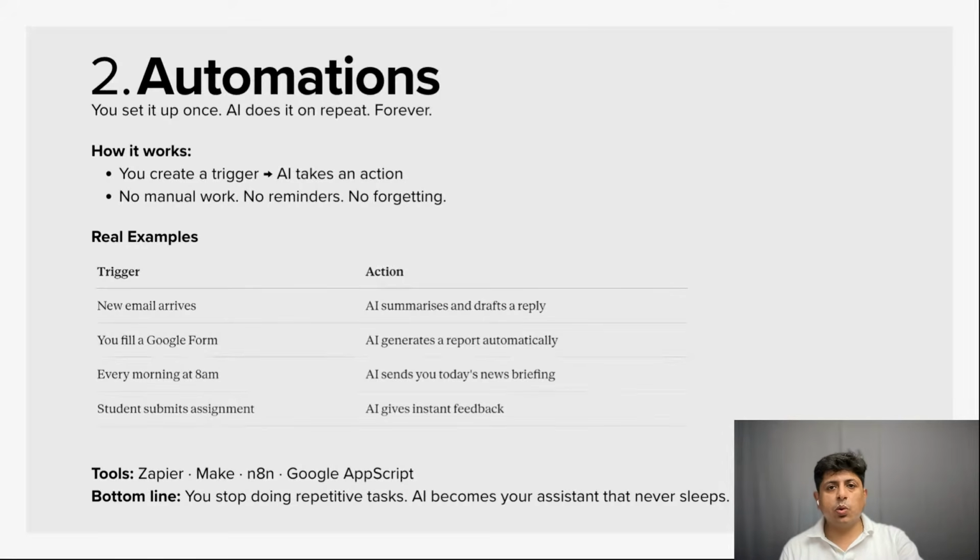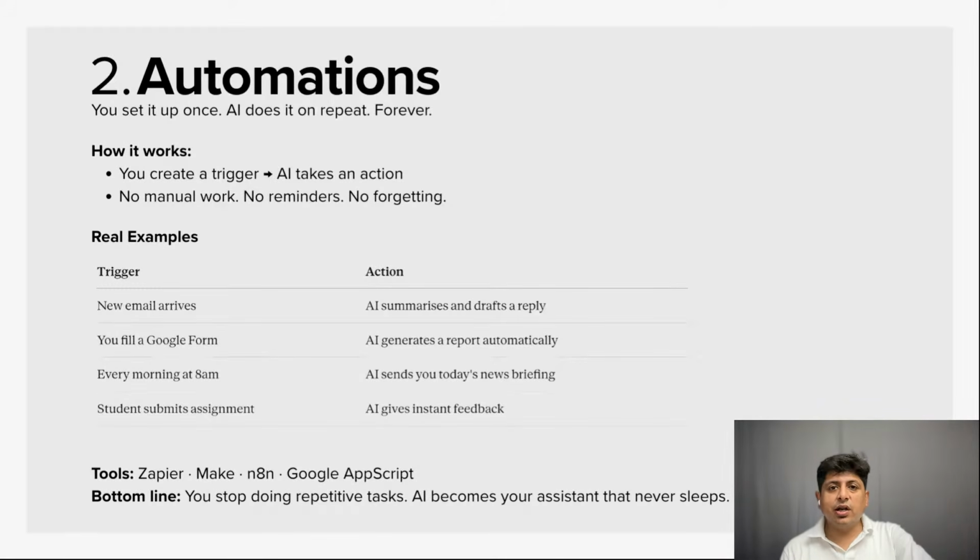You set it once and the work gets done over and over again. Autonomous actions can happen. For example, whenever a new email comes, summarize that email and draft a reply. Somebody fills a Google form, AI generates a report automatically. Every morning at 8 a.m., give me a brief of what happened in the last day. AI submits an assignment and you give feedback instantly. So this is a lot of automation.